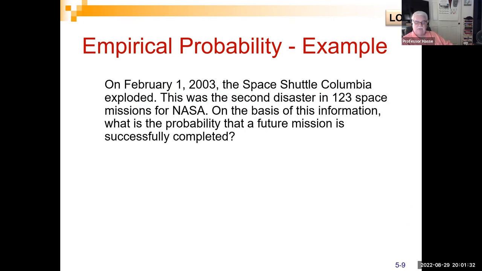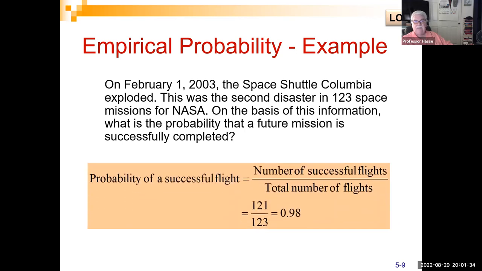Two disasters in 123. Well, here we go. First of all, what's the probability of a successful flight? We've had 121 successful flights and two disasters. Well, in other words, that's a 98% historical probability that this is going to be a safe flight. You just don't want to be in that 2% and being an astronaut on those two flights.